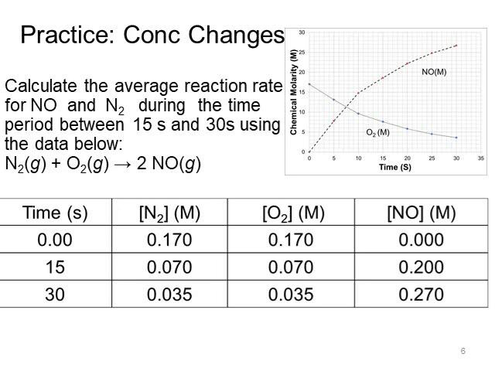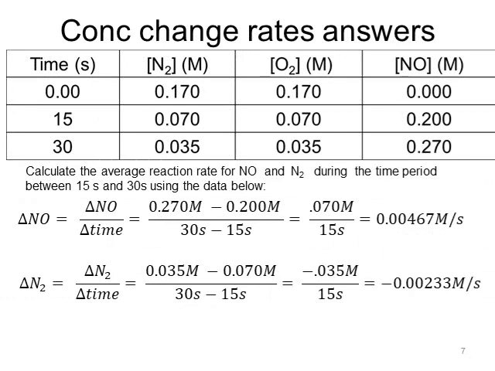Okay, so let's do this as an example. I got rid of the micros because that's annoying. Let's look at the average change in NO and N2 between 15 and 30 seconds. And we'll go through the answers in just a few seconds. Okay, so change in NO, we're going from 0.270 to 0.2. Again, final minus initial over 30 minus 15 gives us 0.070 molar over 15 seconds. It gives us a rate of 0.00467 molar per second.